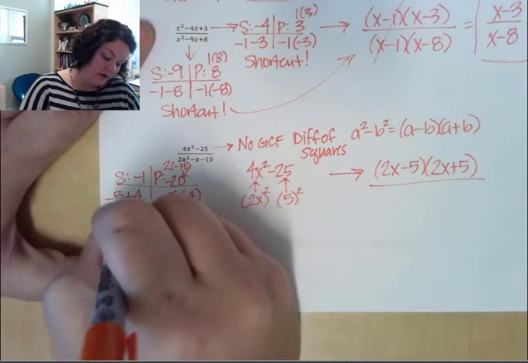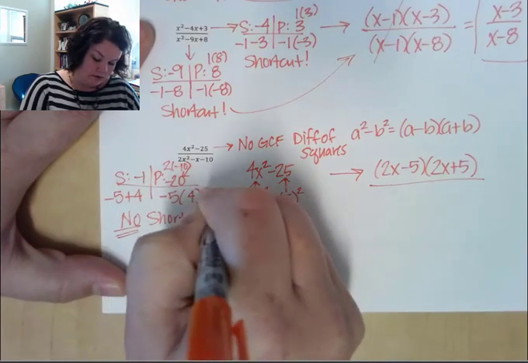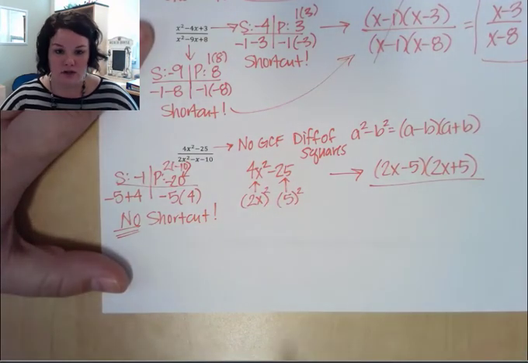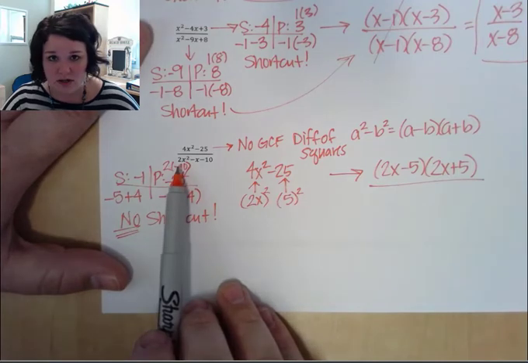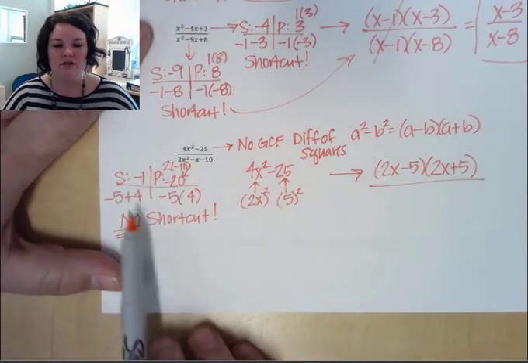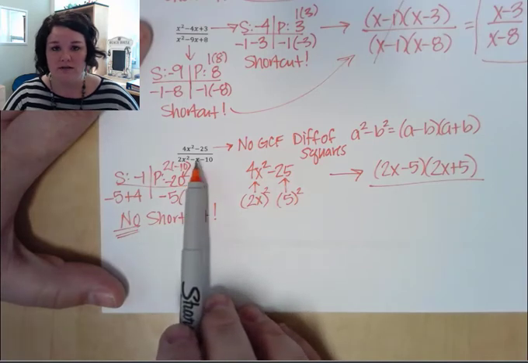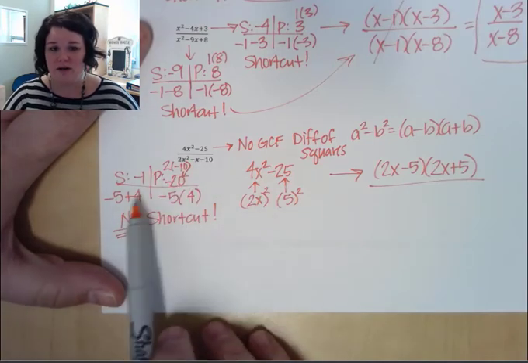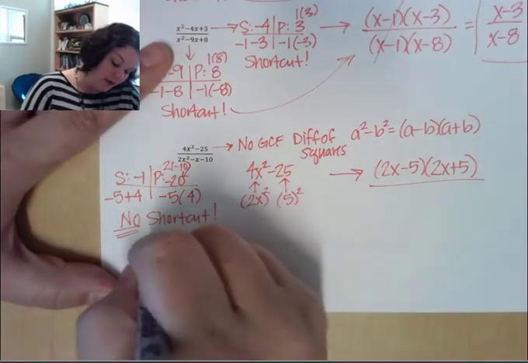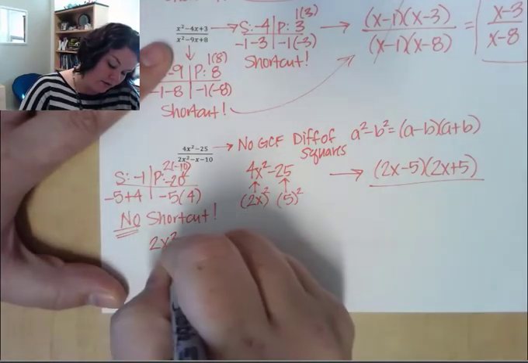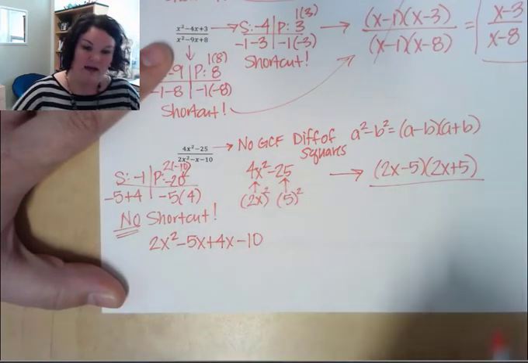And I'm going to put on here no shortcut. Okay, I cannot use the shortcut here because my leading coefficient was a 2, not a 1. I can only use a shortcut when it's a 1. Okay, so what I'm going to do is I'm going to take these numbers from my table and replace that middle term. Now the middle term had a label of x, so when I put these numbers in, they also need to have a middle label of x, right? So I have 2x squared.